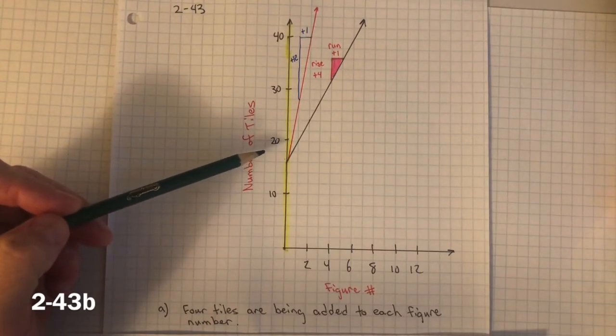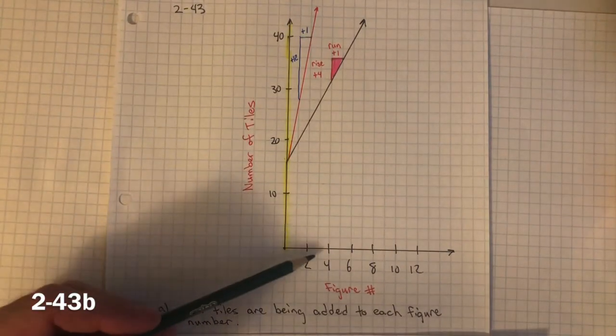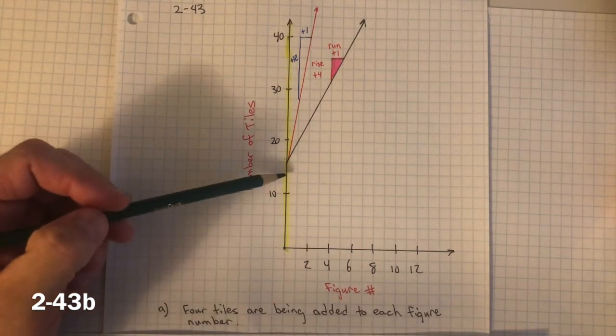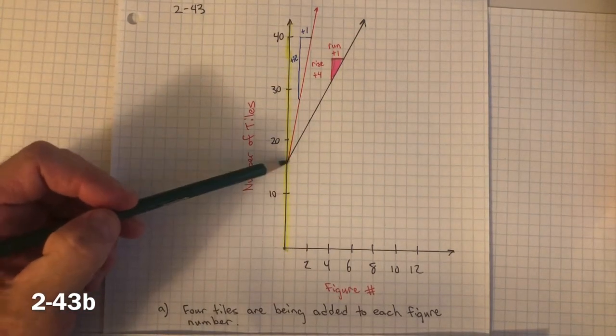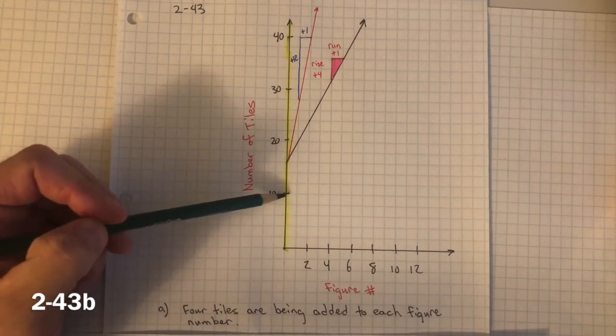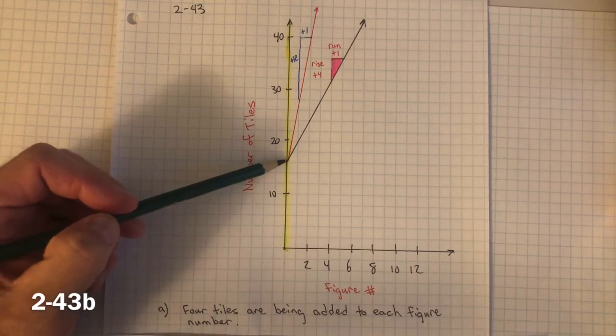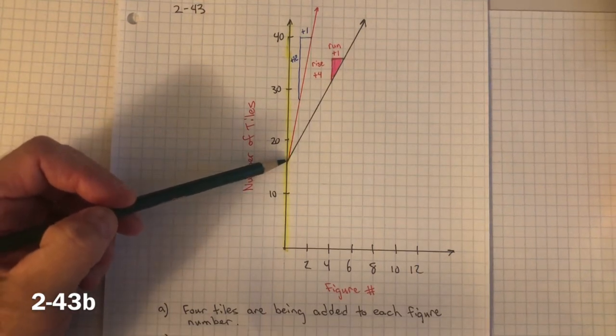43b, how many tiles are in figure 0? So here are the figure numbers. We go up, that would be the y-intercept. And then for figure 0, going by 2s, 10, 12, 14, 16. So there are 16 tiles in figure 0.